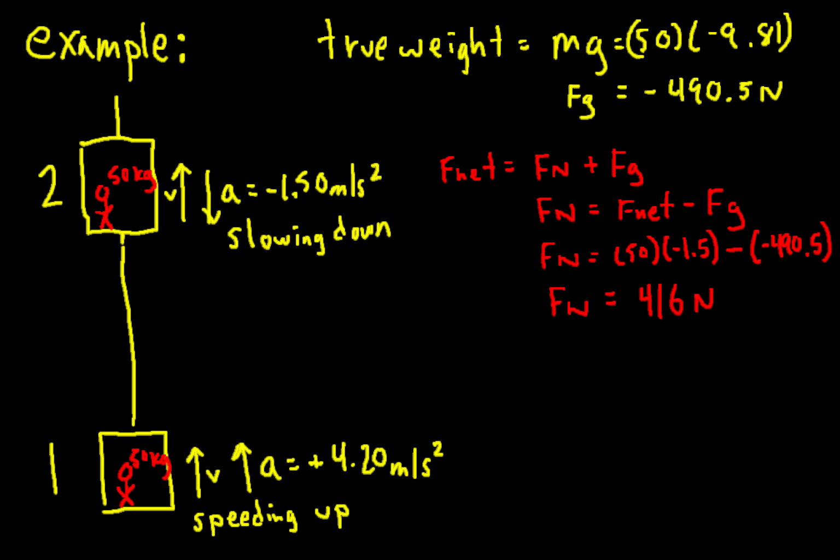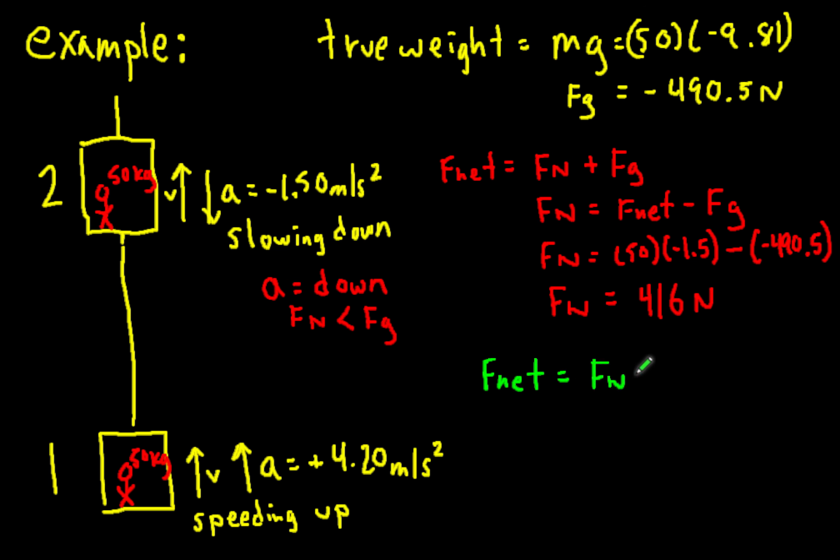Notice that the apparent weight, as the elevator is going with a downward acceleration, is much less than the actual weight. So as the elevator has a downward acceleration, you perceive that your apparent weight is much less than your actual weight, and that's why you feel lighter and sometimes a little dizzy.